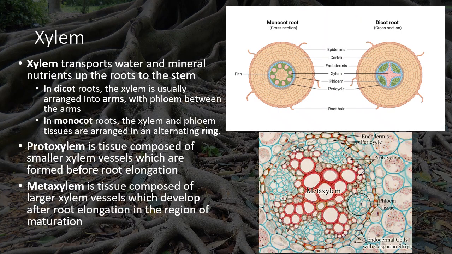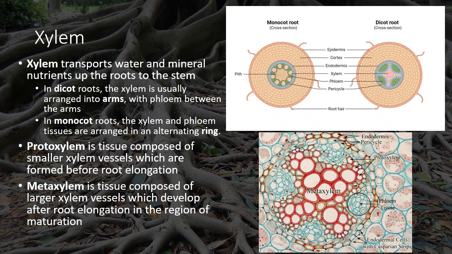Xylem transports water and mineral nutrients up the roots to the stem. Hopefully, this is a review. In dicot roots, the xylem is usually arranged into arms. If we look at this diagram of a dicot root, we can see that there are these four arms of xylem, which is shown in pink, which radiate out through the stele. And there's phloem between those arms.